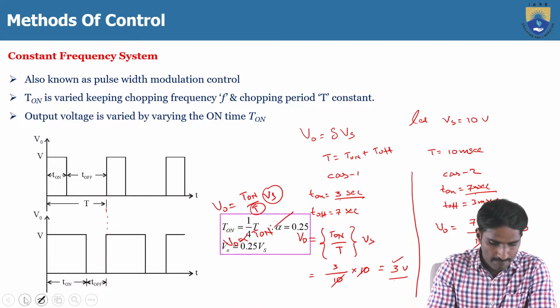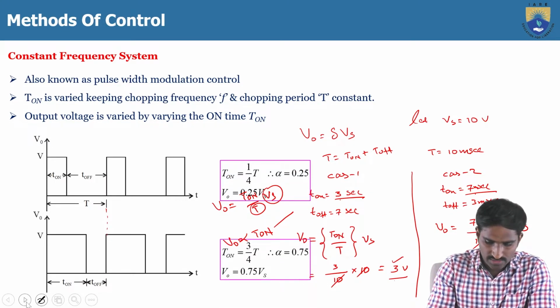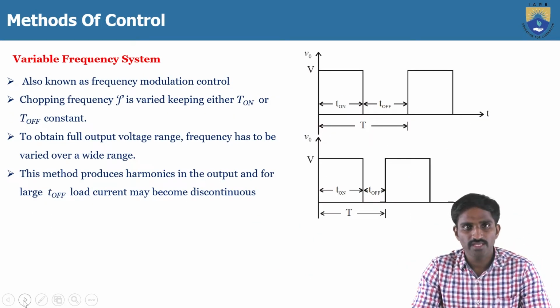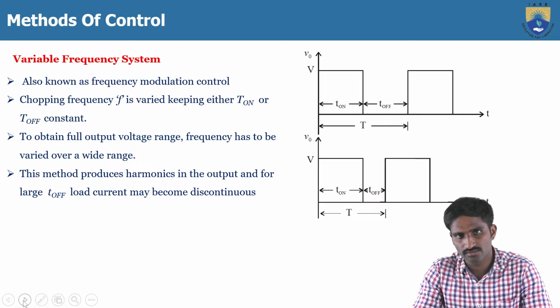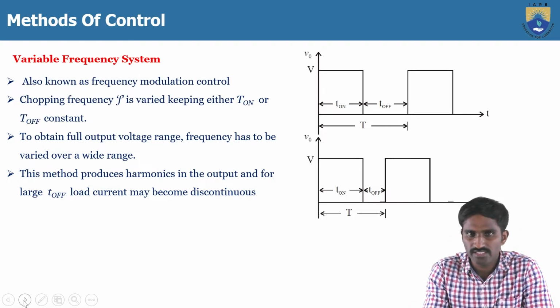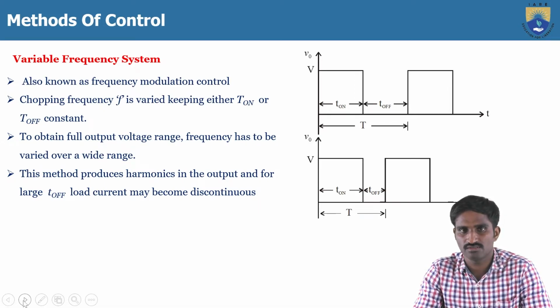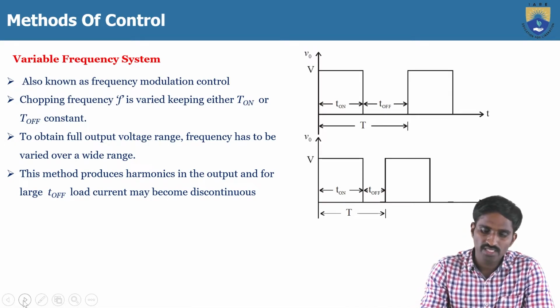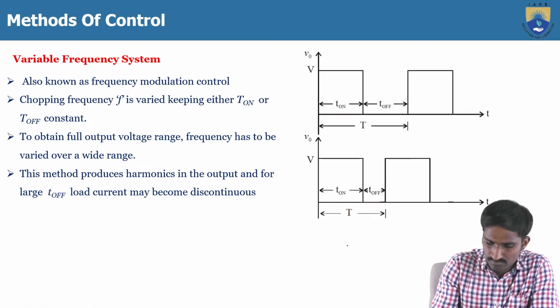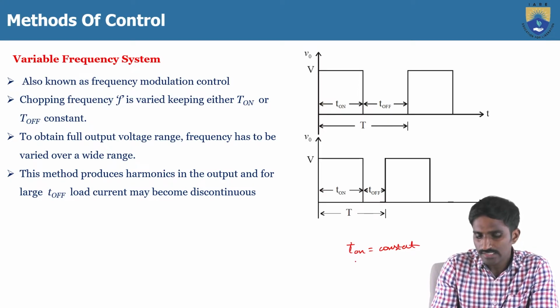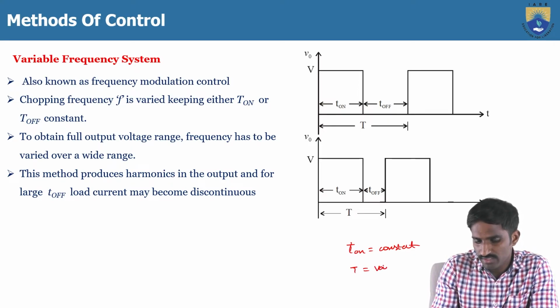Of course I have taken some other examples, but anyway. Then the variable frequency system. In the variable frequency system, if the frequency is variable, it is nothing but the time period is variable. Then any one of the parameters we must keep constant. So here I am making the T on constant, and I am varying T, so T is variable.